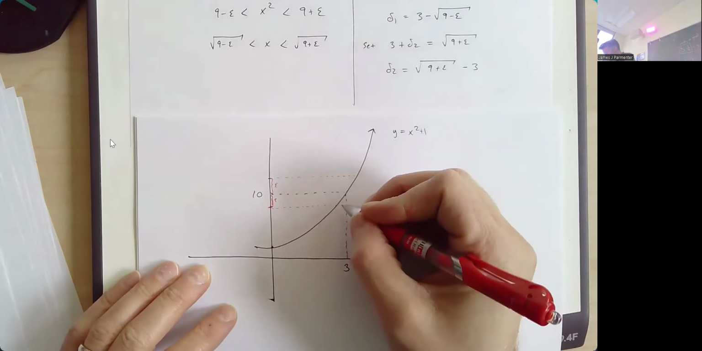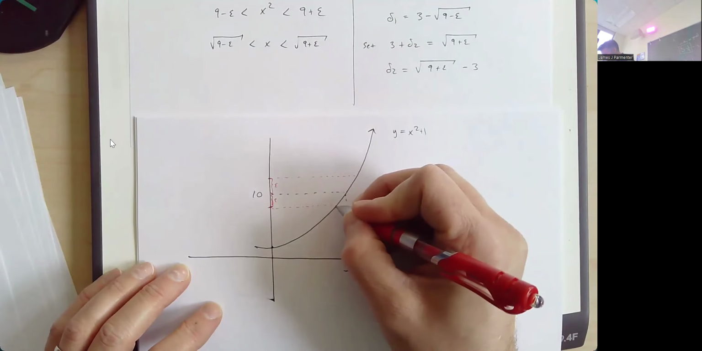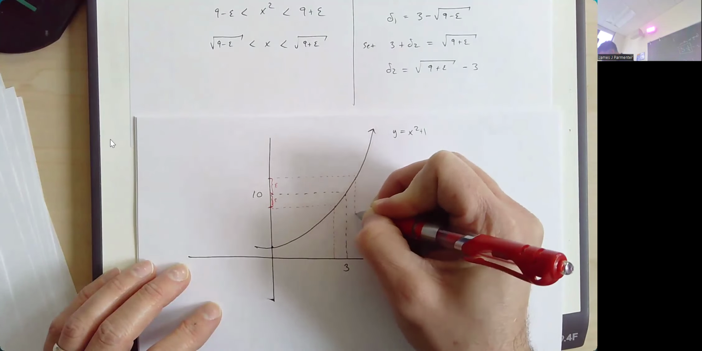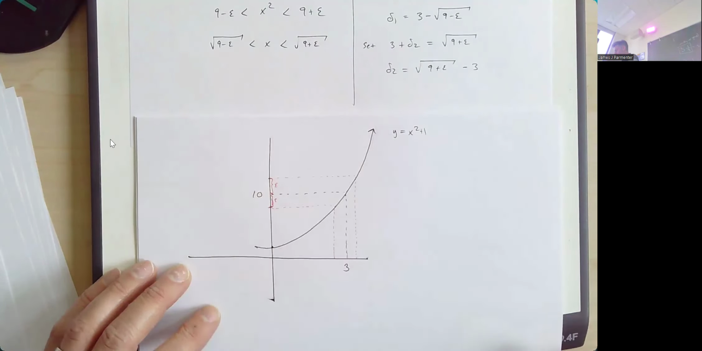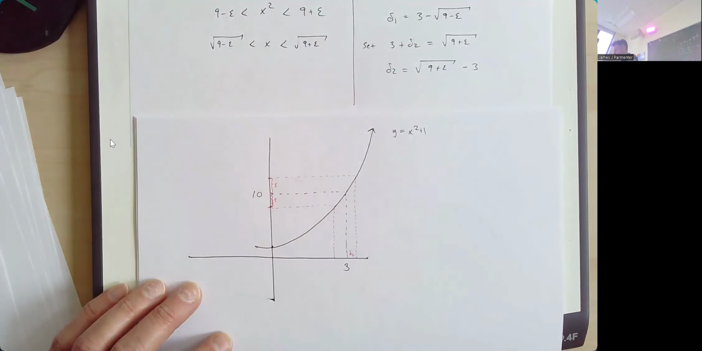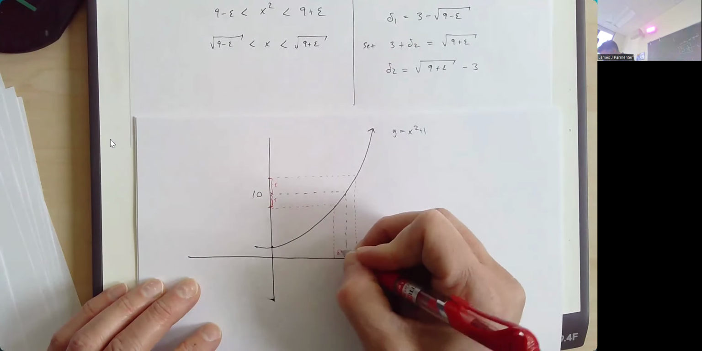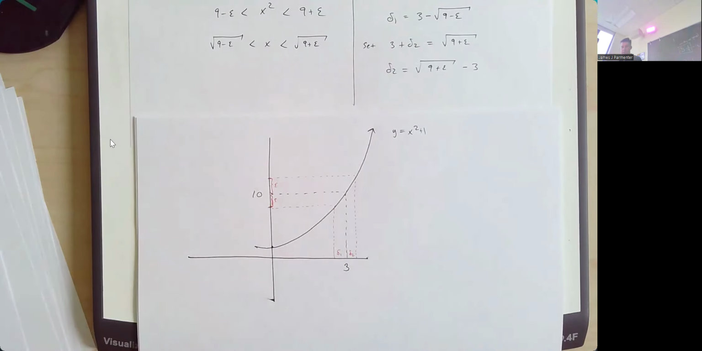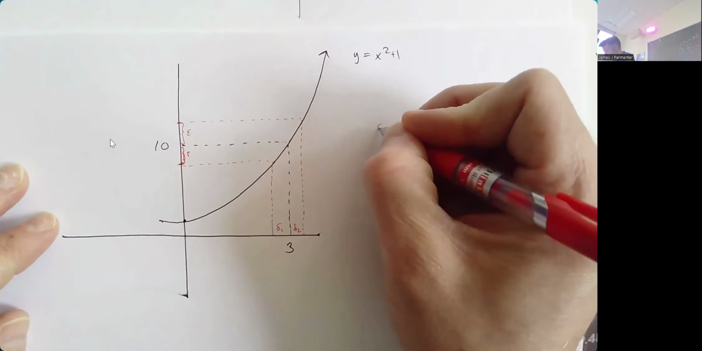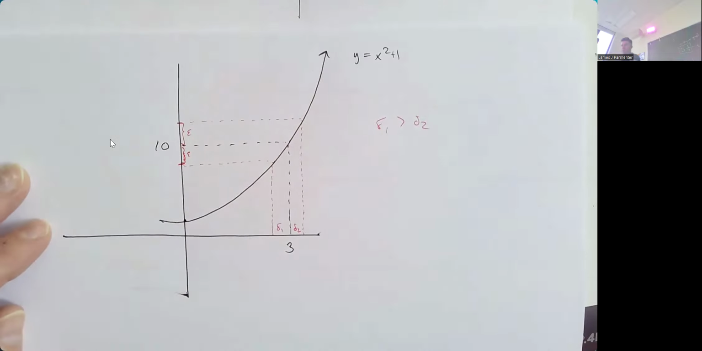So I want to make this left side look a little bit bigger, if I've drawn it well. On the right, here's my delta 2. On the left, here's my delta 1. And notably, let's zoom in here a bit. Delta 1 is larger than delta 2. Do you actually know which one's larger? Probably not. Is it nice to see which one is larger? I think so.